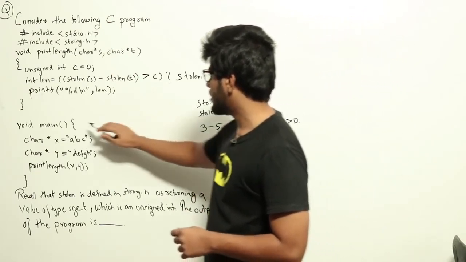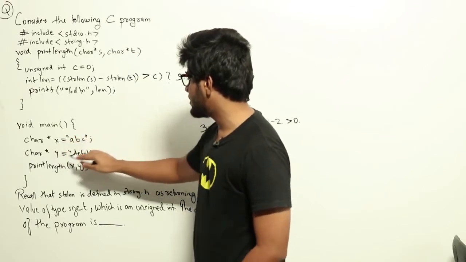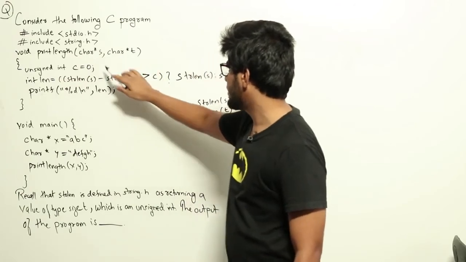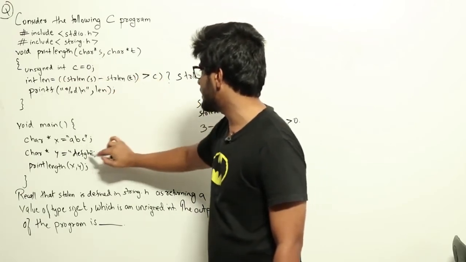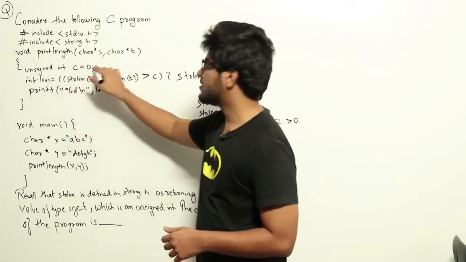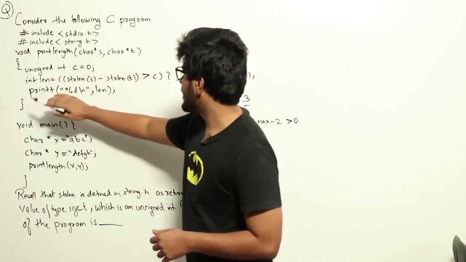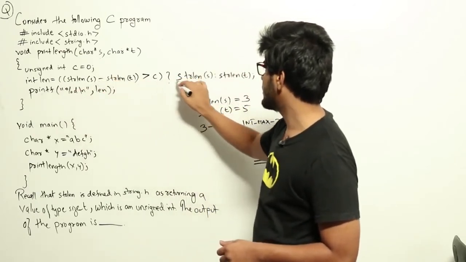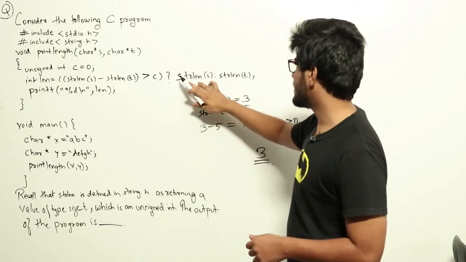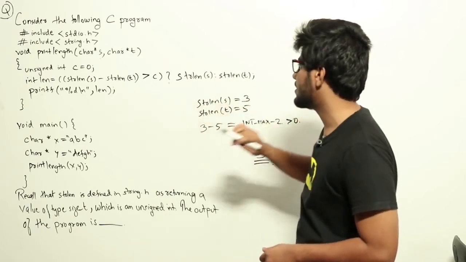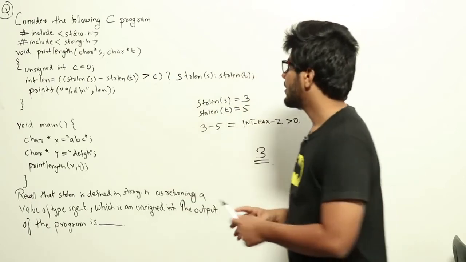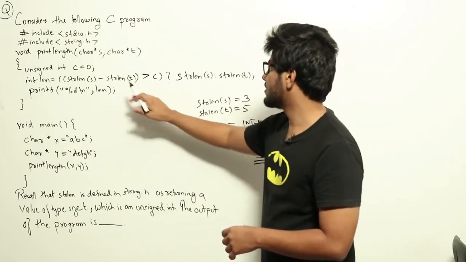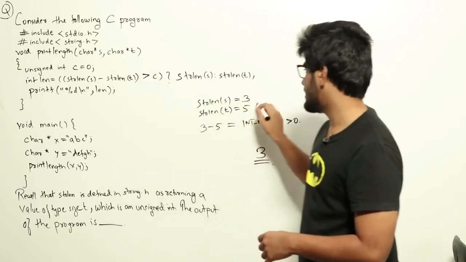In here, they are given two strings. Char star x is ABC and y is DEFGH. Now these two strings are passed to this function as S and T. Now S is ABC and T is DEFGH. And unsigned int c is 0. Now they are doing int len equal to strlen(s) minus strlen(t) greater than c. If it is greater than c, then return strlen(s), otherwise return strlen(t). And they are printing that length. So strlen of s is 3, and strlen of t, t was DEFGH, that is 5.